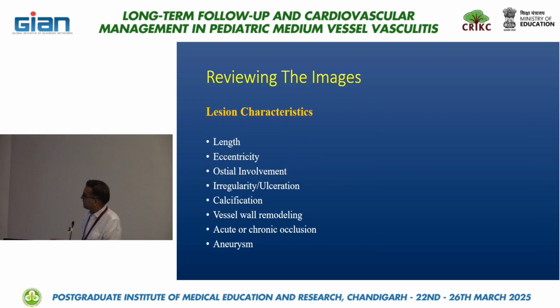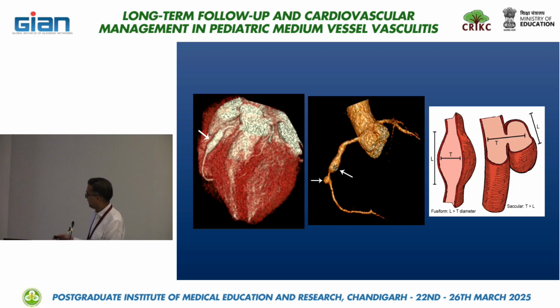So all lesion characteristics should be noted, like the length, eccentricity, ostial involvement, any ulceration, irregularity, calcification, vessel wall remodeling in the chronic phase, occlusion or aneurysm formation, and its dimensions and its extent, whether it is involving the branching point, or whether it is involving one coronary, proximal coronary or distal coronary.